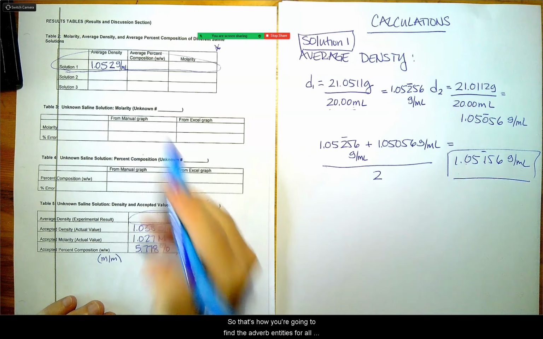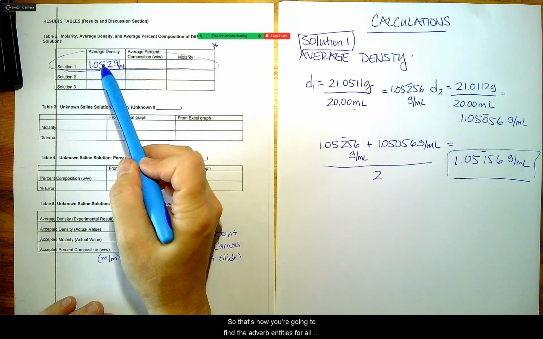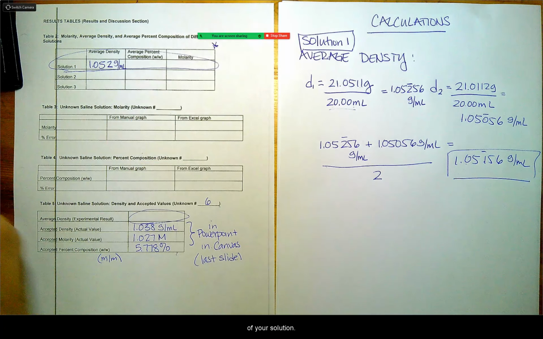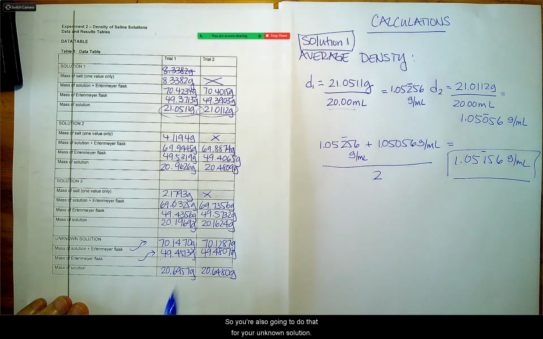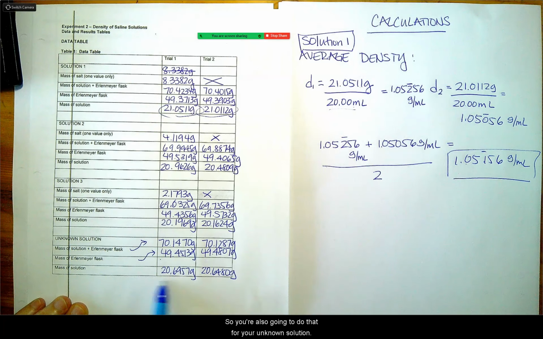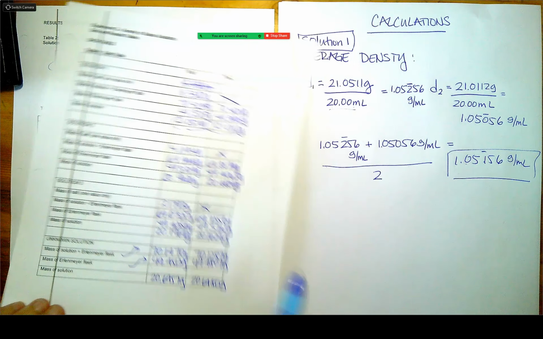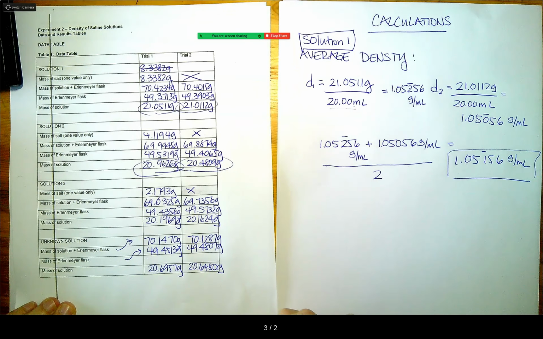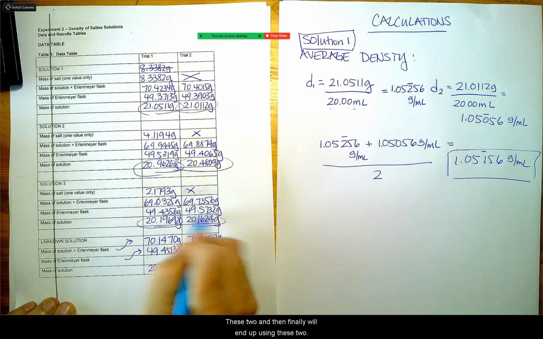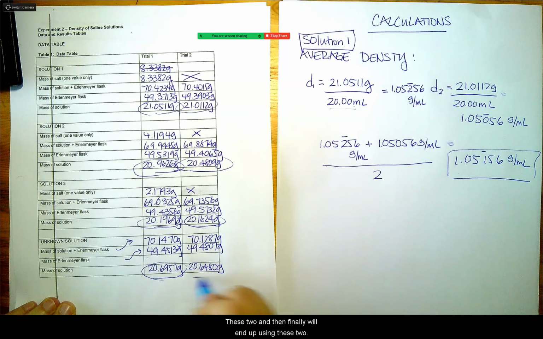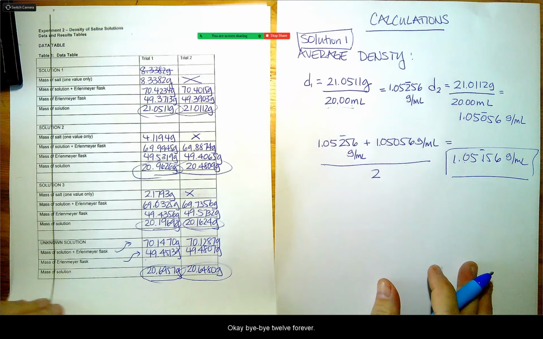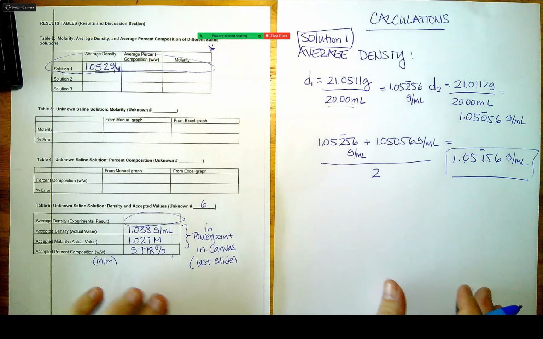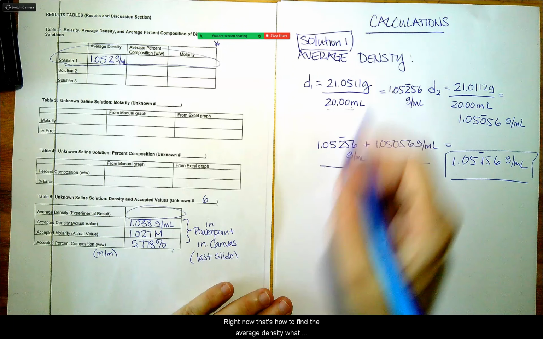Okay. So that's how you're going to find the average densities for all of your solutions. Okay. So you're also going to do that for your unknown solution. All right. So we'll get to that in a second. But you're going to use this value, calculate the density, divide by 2, use these two, and then finally we'll end up using these two. Okay, divide by 20 for everything. Right, now that's how to find the average density.